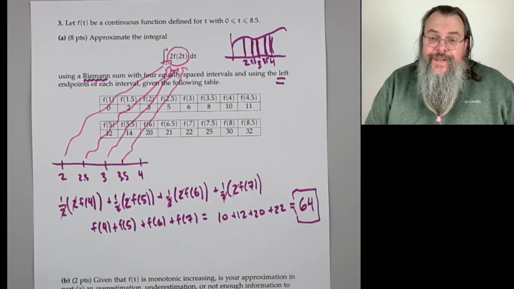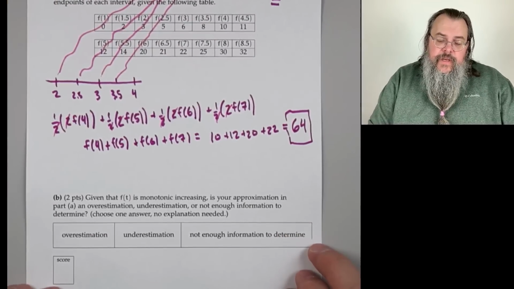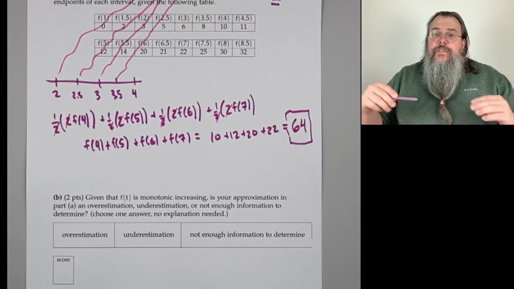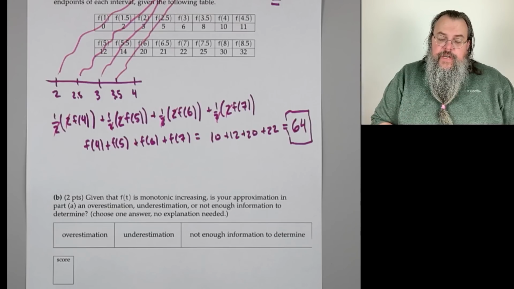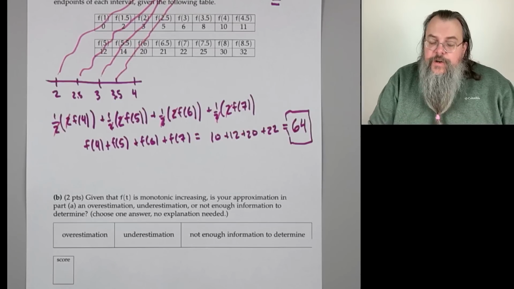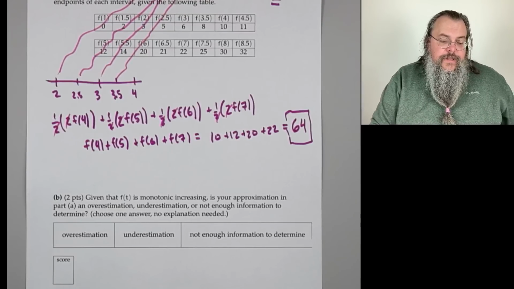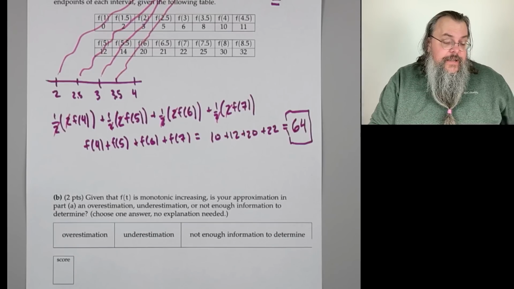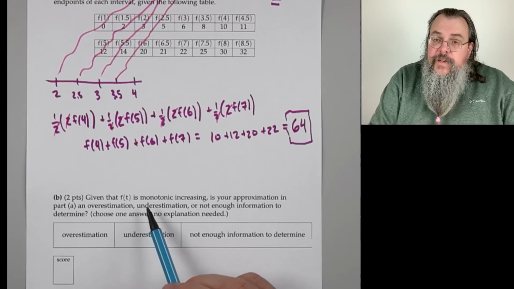But there's a second part. Okay, good. What's the second part ask? Part B. Given that f of t is monotonic increasing, that just means it's going up. It goes up. Is your approximation in part A an overestimation, underestimation, or not enough information to determine? And choose one answer. No explanation needed. Well, we don't have to justify it, but we should explain it to ourselves.